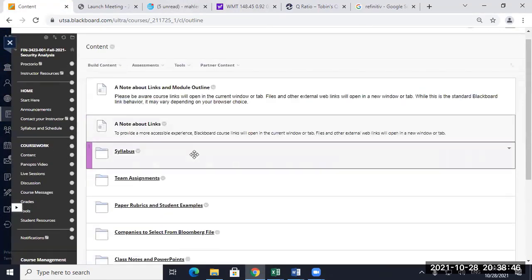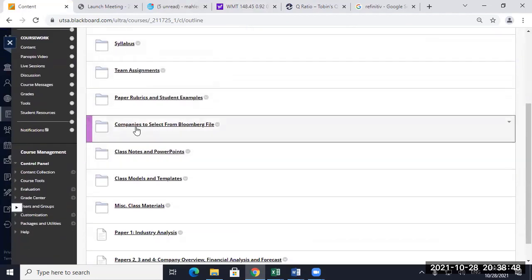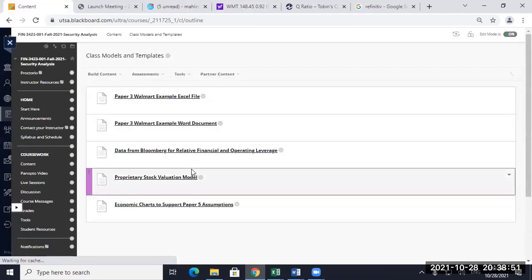I've had a lot of trouble remembering where I put stuff in. Is it in there? Ah, there it is. Okay, I'll put it on the class models and templates, which makes some sense.